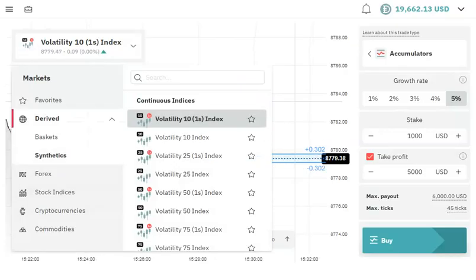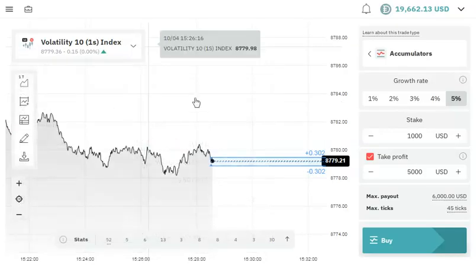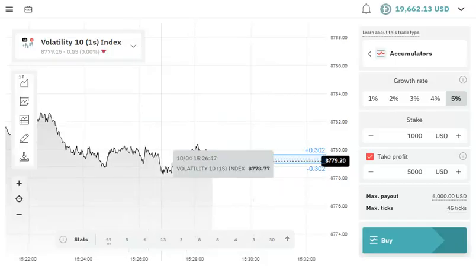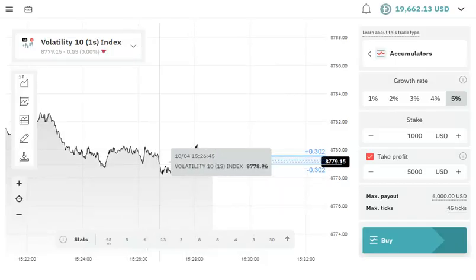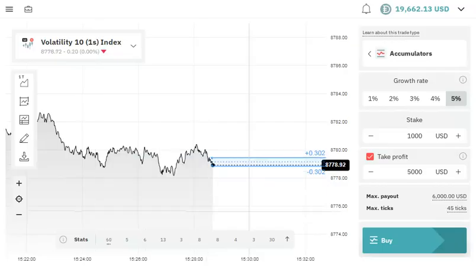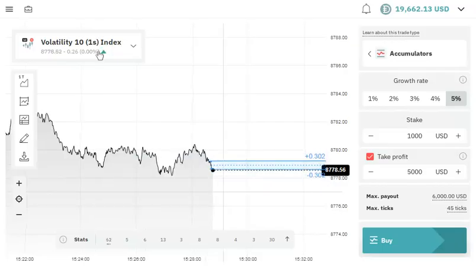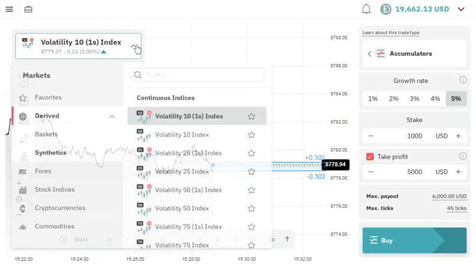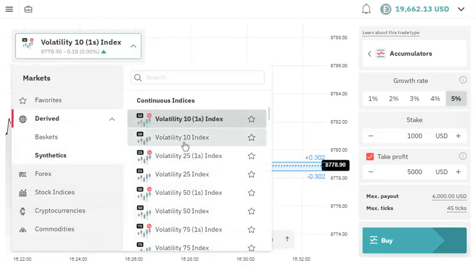I can see something I like in this asset, Volatility 10 (1s) Index. It is going down, and we are not going to do this one because it is going down. This is not the right time to trade. This is not the right pair to trade. I only want to work with markets that are going upward. I want to work with markets that are rising in value and not losing value.